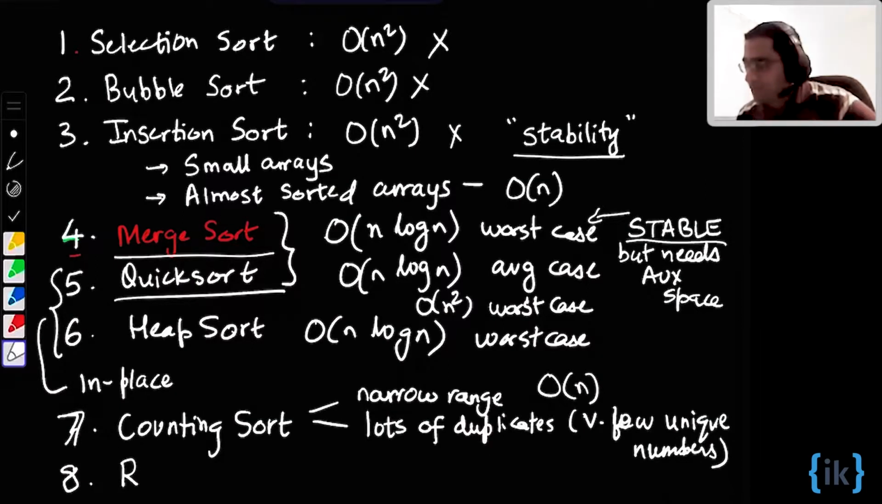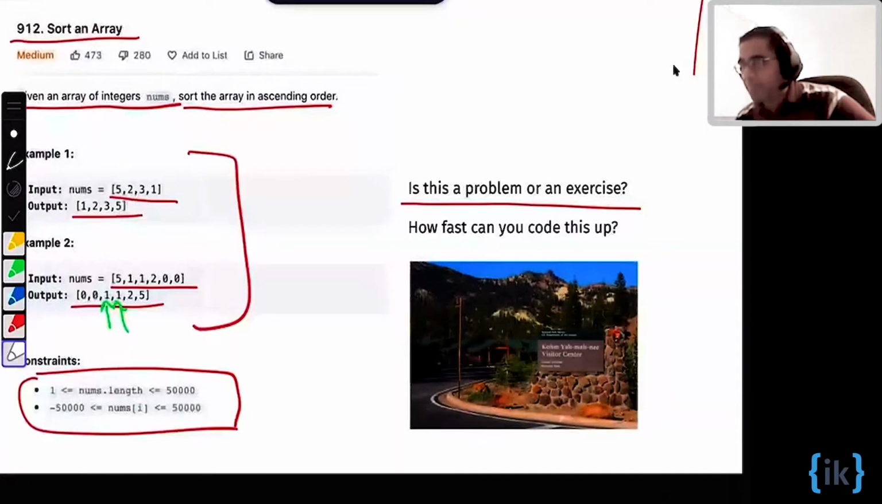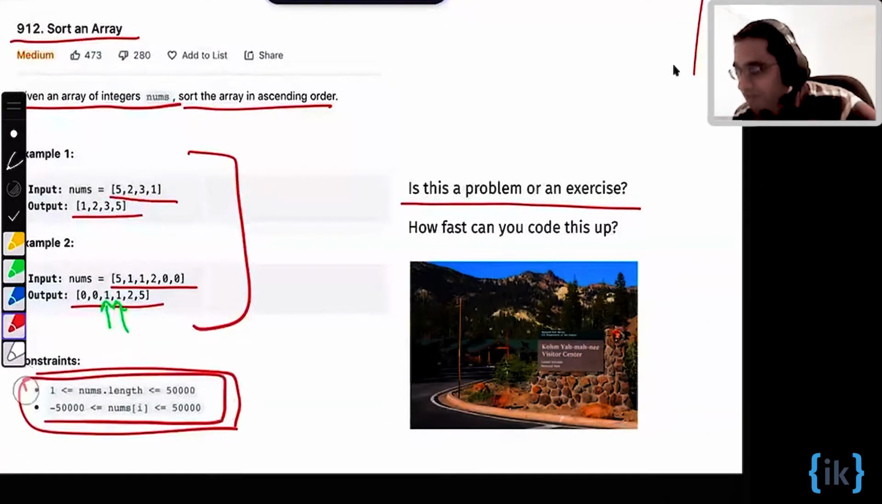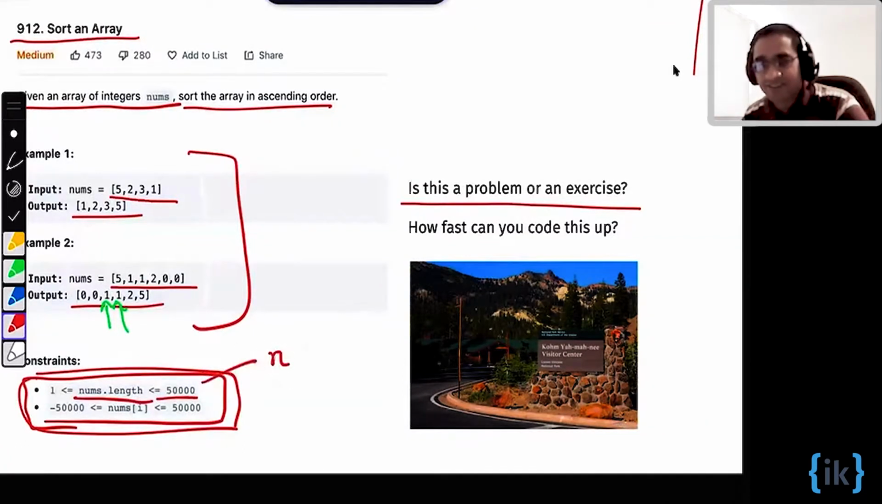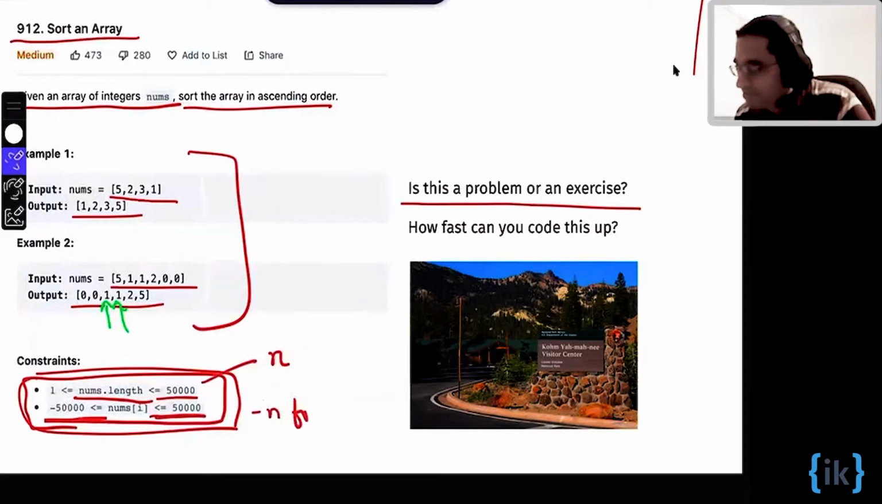So if we used counting sort here for this problem, why? Well, first of all, is the range narrow? We are talking about integers up to 50,000 here, and the size of the input can be from 1 to 50,000. So if we parameterize it as n, let's say the size of the input is n, then the range of numbers in the input is really from minus n to plus n.